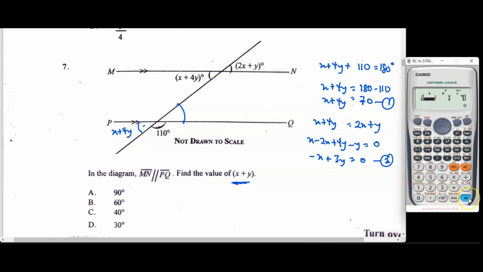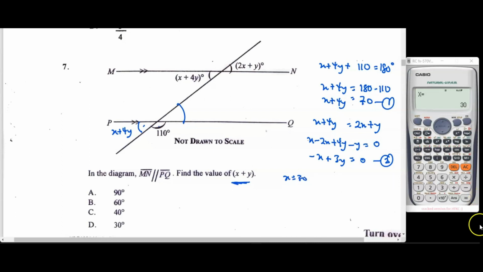Then the equal to sign is shifted to the next equation, which is negative 1. So we have negative 1. Click on the equal to sign. Then we have 3. Click on the equal to sign. Then we have 0. So with that, click on the equal to sign again. Then the x value is determined. So from here, x is equal to 30.